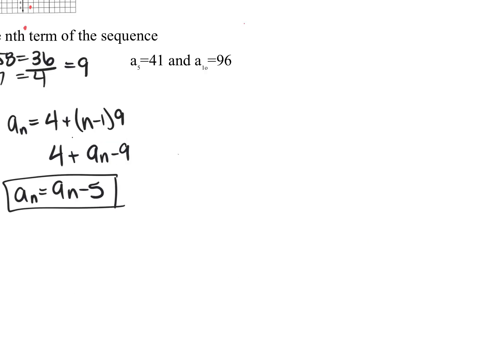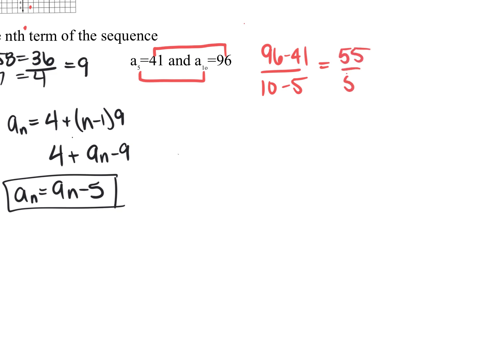All right, let's do this last problem. So to find D, we can find the slope basically. 96 minus 41, and then 10 minus 5. So that is 55 divided by 5 equals 11. And now that is D. So I need to find A1. 41 will be my AN in this case. A1 plus, n is 5.